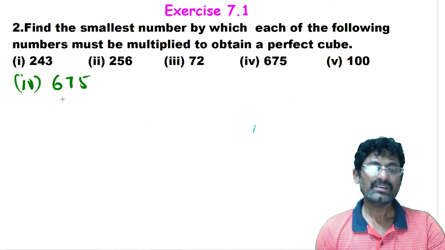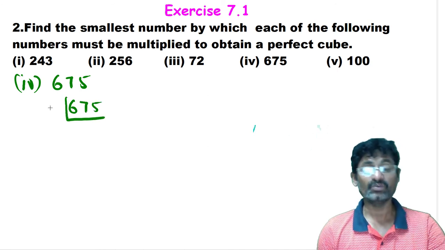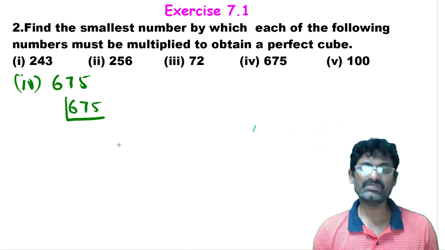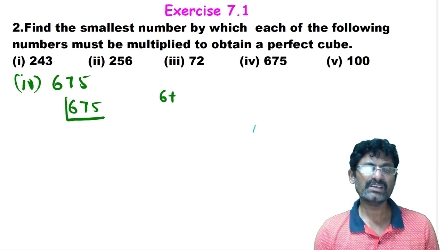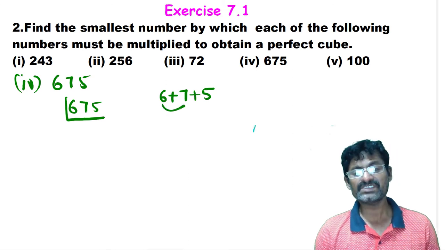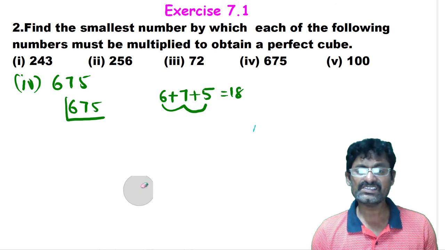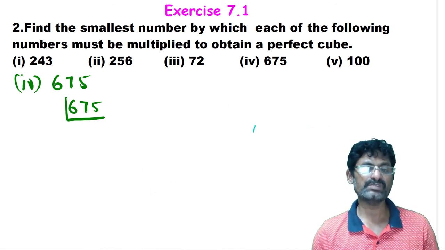675. Let us do prime factorization. So first start with 2. Actually we have 5 in the units place, so it is not divisible by 2. Now let us do with 3. So whether it is divisible by 3 or not, how to check? Just add the digits. 6 plus 7 plus 5. 6 plus 7 is 13. 13 plus 5 is 18. 18 is divisible by 3. So we can say that 675 is also divisible by 3.